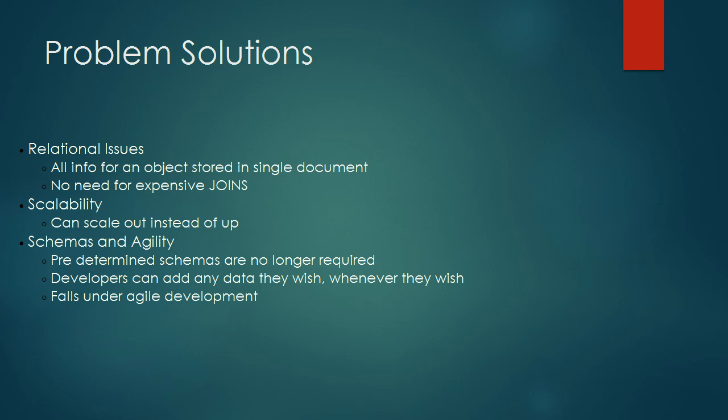Finally, NoSQL solves the issues between schemas and agility. Because NoSQL databases are non-relational and schemaless, there is no need for a predetermined data storage method. Developers can add, remove, or change the way their data is stored between iterations, which leads to a more agile way of developing software.